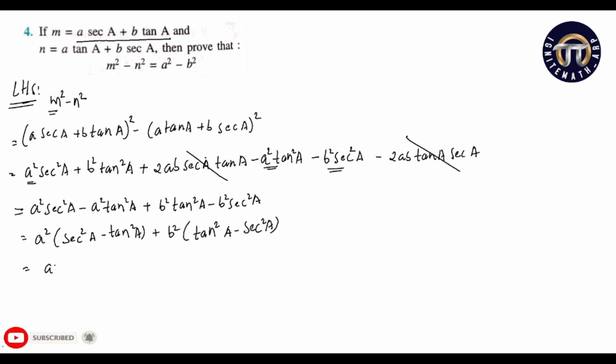So you know the identity, secant square theta minus tan square theta is 1, plus of b square into this, which is tan square theta minus secant square theta, which is nothing but minus 1. So I'll be writing this one as a square minus b square, that is equal to RHS. I hope this is clear with everybody.